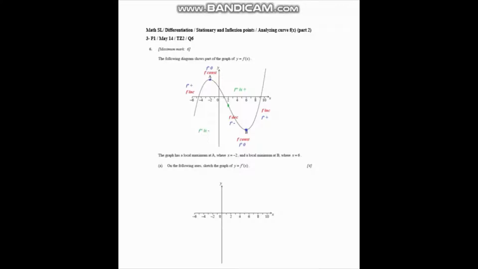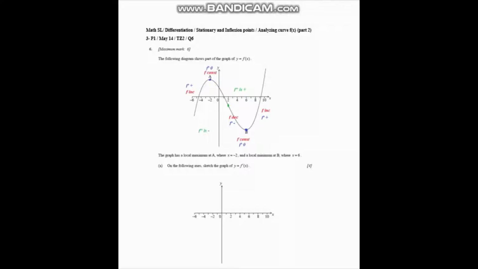So I shall begin by analyzing the graph of f that I was given. Take a look. So the graph, I am told, has a local maximum at A where x equals negative 2. So this is A, this is my maximum, and the local minimum at B where x equals 6. This is my second stationary point. I already know this from the graph. I am asked to sketch the derivative function f dash of x. So I'm going to use the information that I have written down on the graph of f.